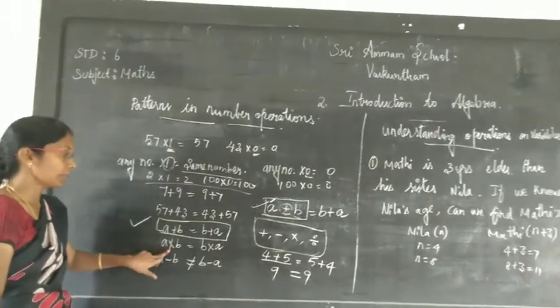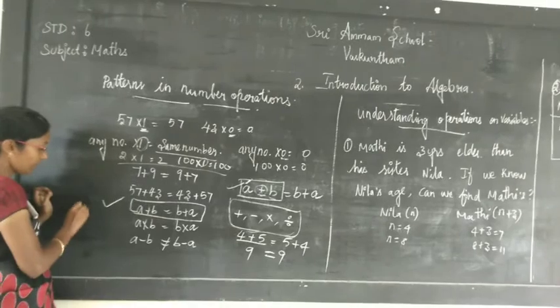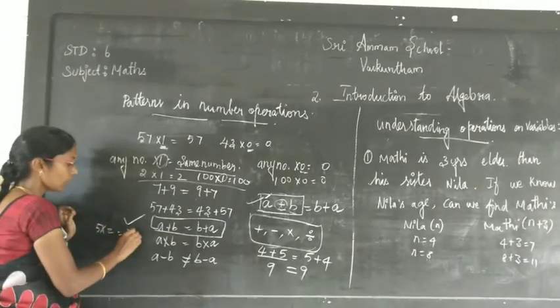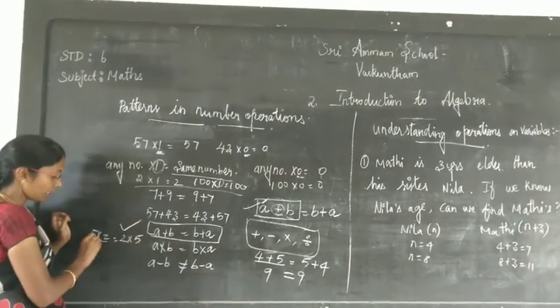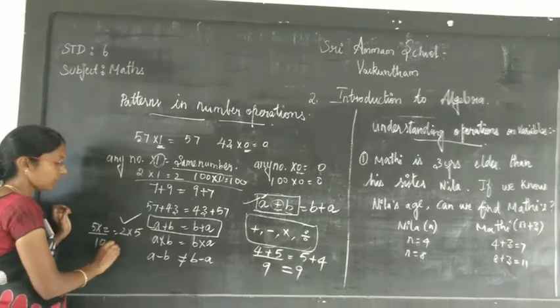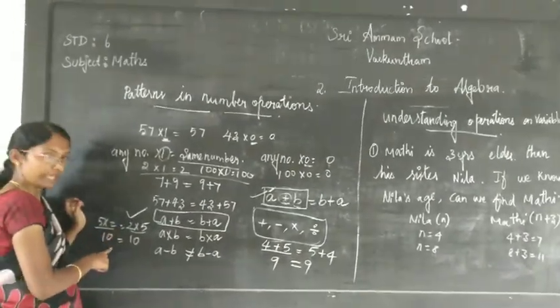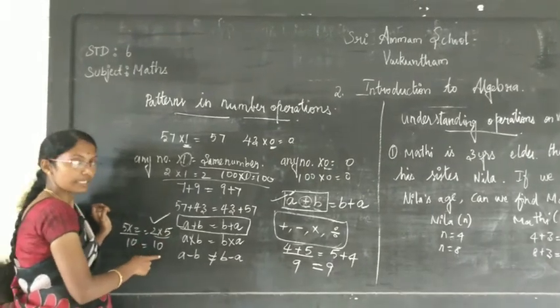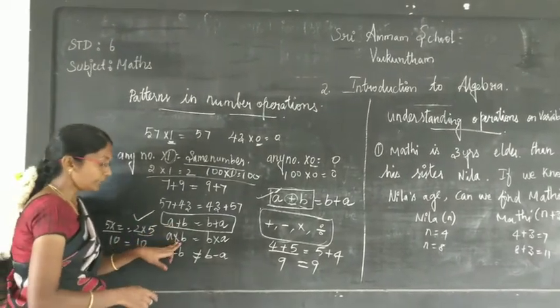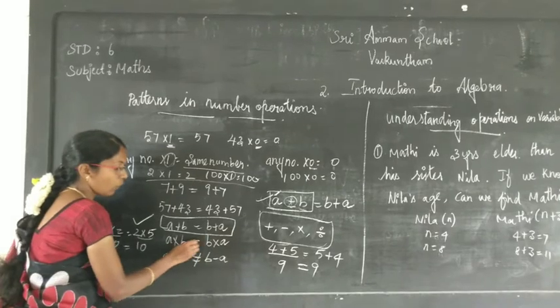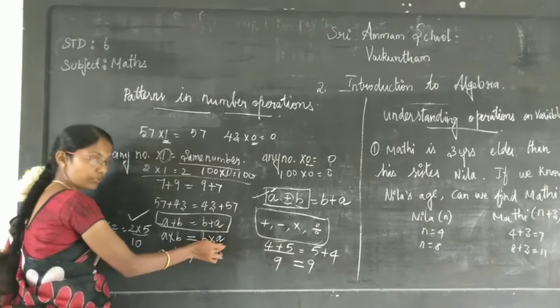Next one, multiplication. See here, 5 into 2 will be equal to 2 into 5. 5 into 2, you will get 10. 2 into 5 also, you will get 10. So A into B will be equal to B into A.